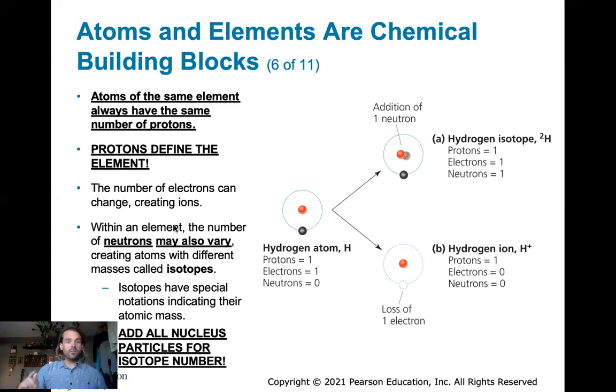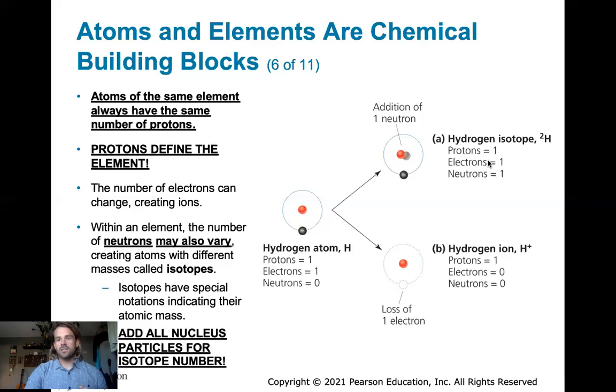Now, within an element, the number of neutrons in the nucleus can vary. And this is what's called an isotope. So in the first example, we varied the number of electrons to create an ion. In this example, we're varying the number of neutrons in order to create a hydrogen isotope. This is a different meaning than an ion. Isotopes refer to an element that has the same number of protons but a varying number of neutrons. That's another way to put it.